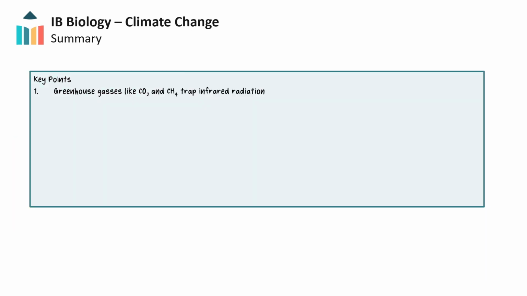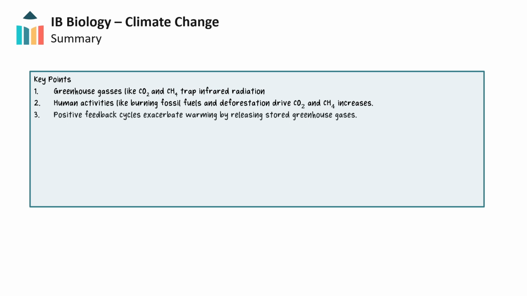In this video, we explored the anthropogenic causes and far-reaching impacts of climate change, as well as potential mitigation strategies. Some of the key concepts we discussed are greenhouse gases like carbon dioxide and methane trap infrared radiation. We also saw that human activities like burning fossil fuels and deforestation drive carbon dioxide and methane increases. We looked at positive feedback cycles and how they exacerbate warming by releasing stored greenhouse gases. We also saw that tipping points such as boreal forest shifts indicate irreversible ecosystem changes.